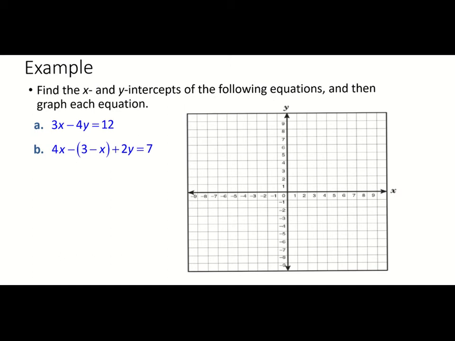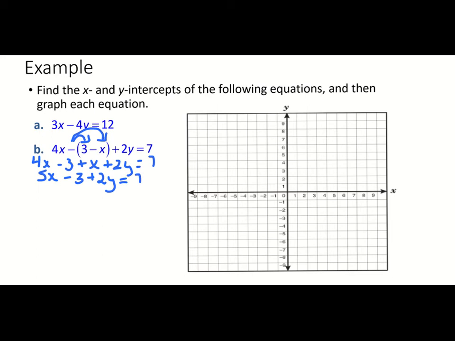All right, so let's graph B. And the first thing you want to do here is put it into standard form. So really, we need to distribute our negative sign to my parentheses. So we end up with 4x minus 3, then 2 negatives make that plus x, plus 2y equals 7. Combine our like terms. So 4x plus x would give me 5x minus 3 plus 2y equals 7.